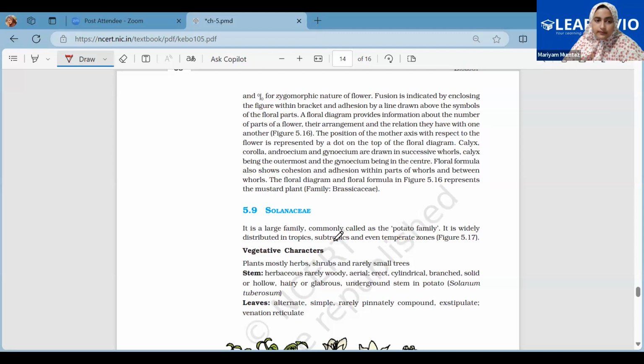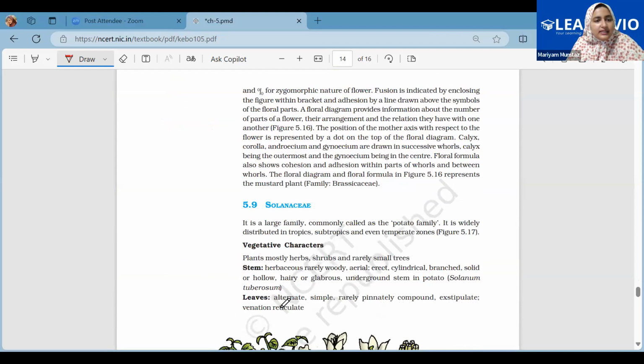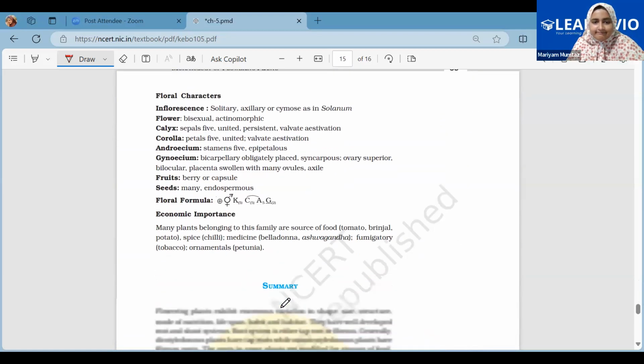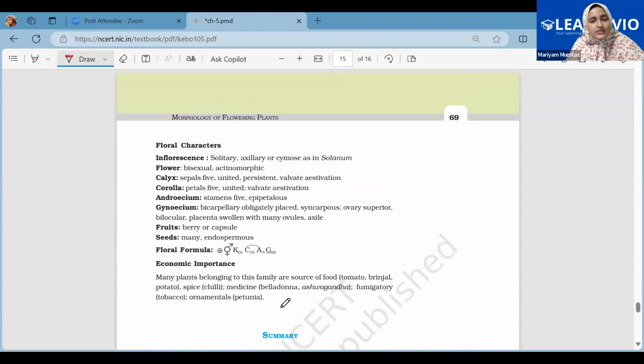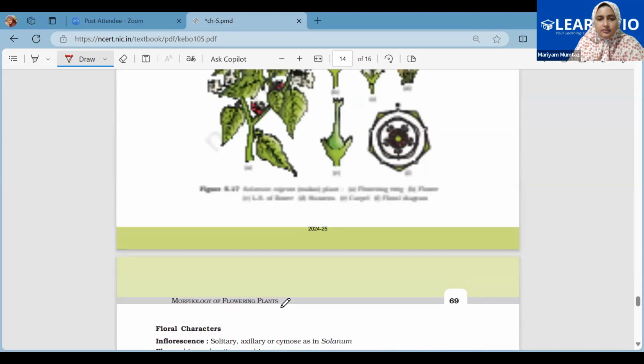Ma'am, it's there till the floral characters. Floral characters, only this much. Ma'am, meaning Solanaceae, Liliaceae, all of those things are not there. It's there, ma'am. How many families are there? Only Solanaceae, or Liliaceae, Brassicaceae, all of these are also there? No, ma'am, only Solanaceae is there. Only Solanaceae. Okay, so I have the updated PDF.